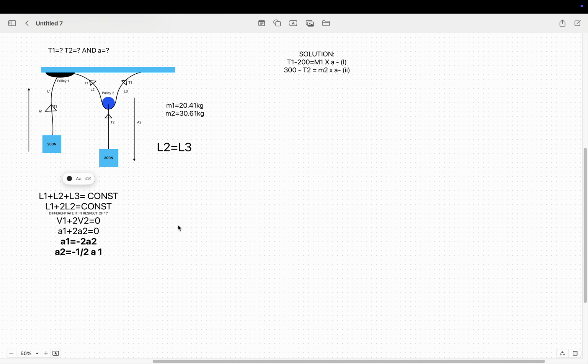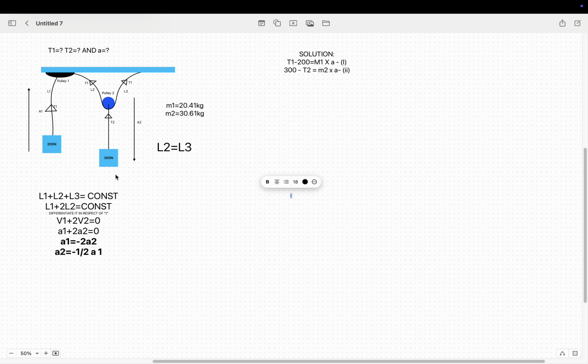This is the main thing. It happened due to the length of the rope. The accelerations are divided for each pulley, like two separate objects. The accelerations are different due to the length only.